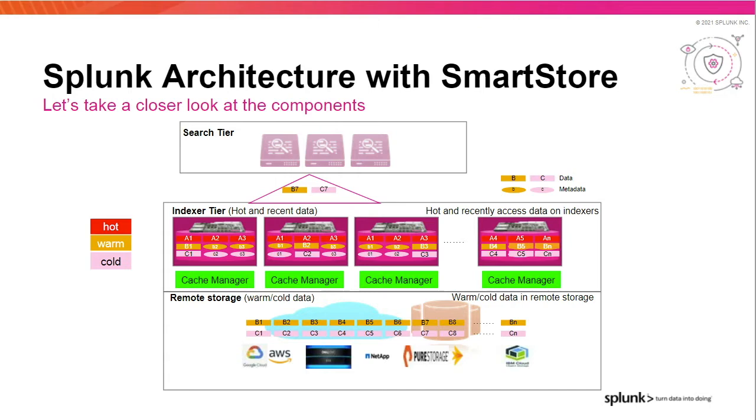In general, there is no concept of cold bucket in SmartStore, but we can have cold buckets as part of the migration from non-SmartStore deployments. But both warm and cold buckets are treated the same in SmartStore. To summarize what Anna and I explained, with SmartStore, you are now able to scale compute and storage independently of one another at a lower cost.